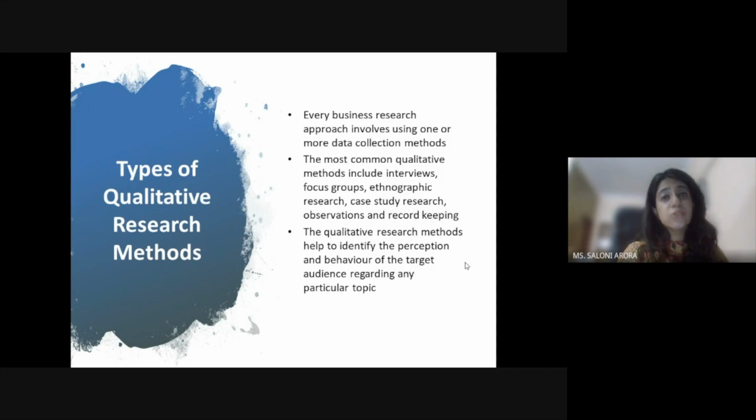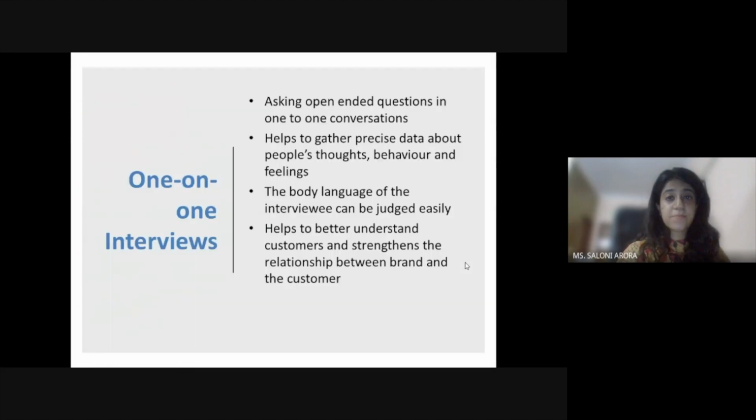And as a researcher, your task is to make your respondent comfortable, and then get the best data out of them. So, our first and most important method is the one-to-one interview. Even though it is time consuming, even though it's a lengthy process, it gives you very, very effective results.